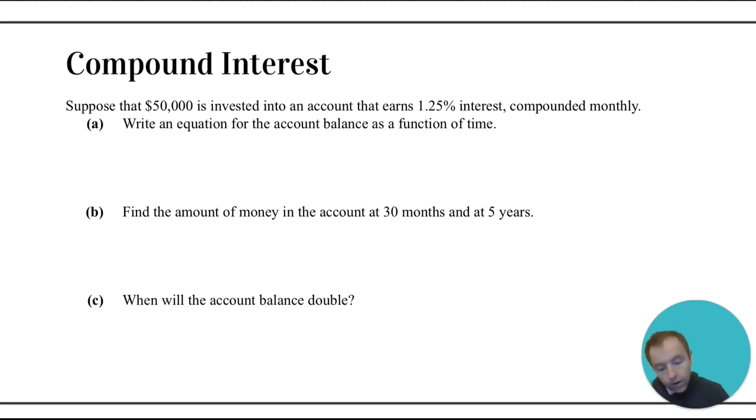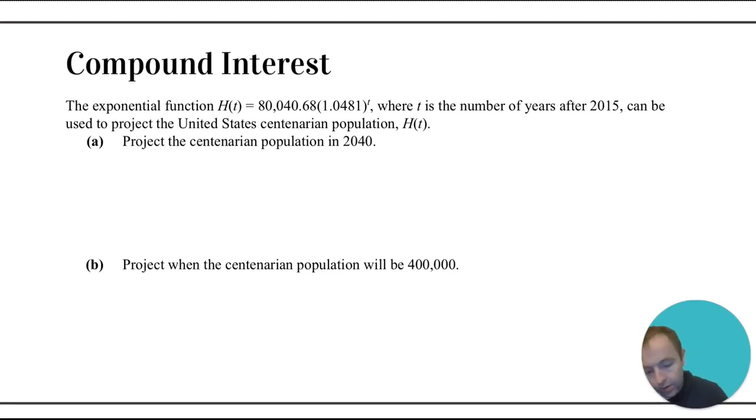Okay? All right, I want to look at a specific application. So skipping ahead to this one right here involving exponential functions. In this application, we have the exponential function h of t, which equals 80,040.68 times that base of 1.0481 to the t, where t is the number of years after 2015. And this can be used to project the United States centenarian population. That would mean people who are 100 or older. Okay, so the actual number of people in the United States.